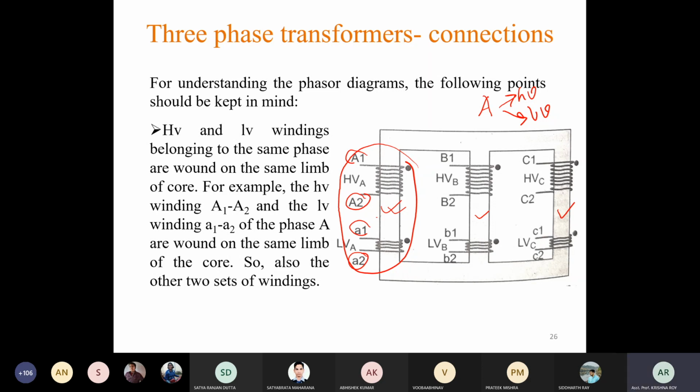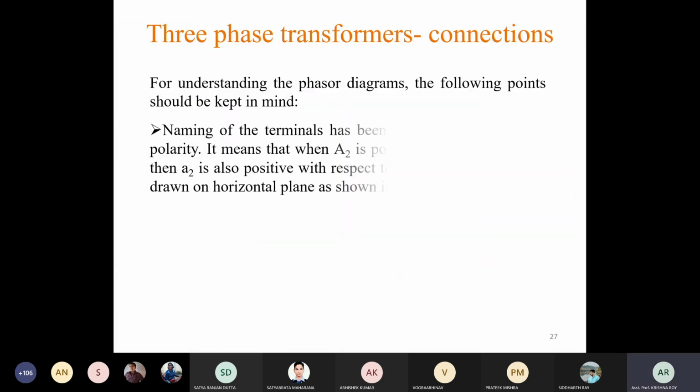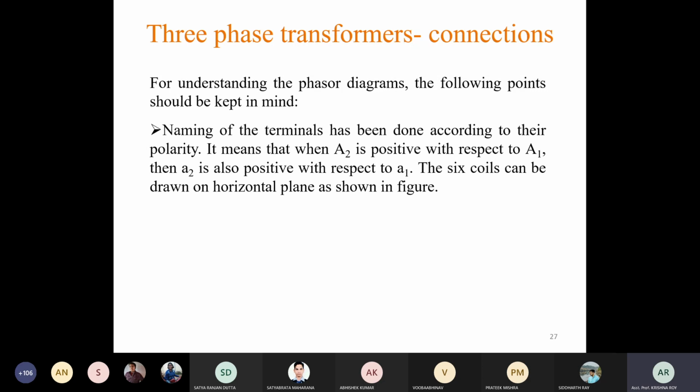Okay, as we are placing the two windings on the same leg or limb of the core, that is why the phase EMFs are always in phase. The naming of the terminals has been done according to their polarity.